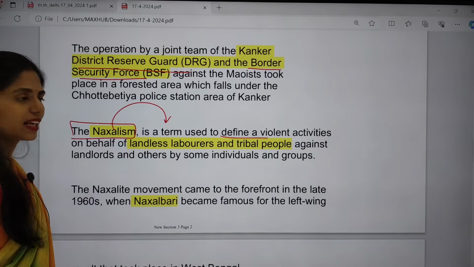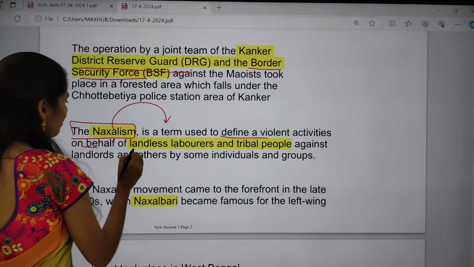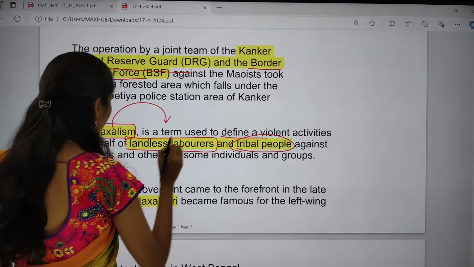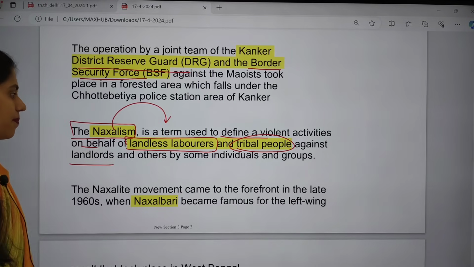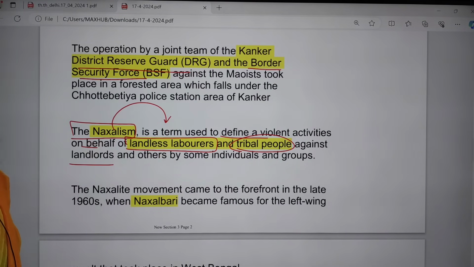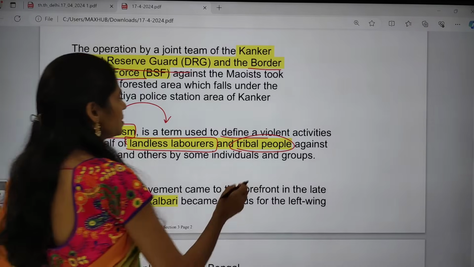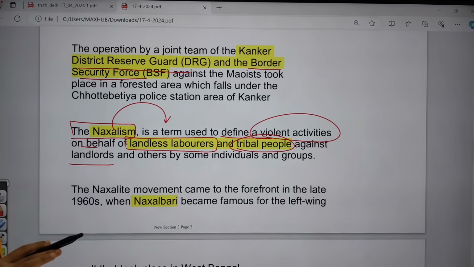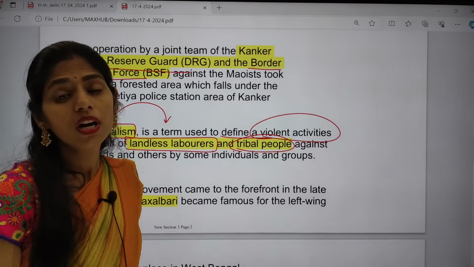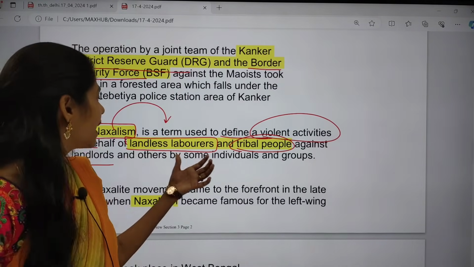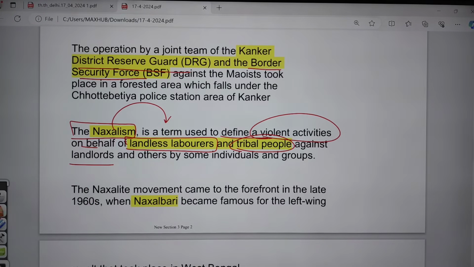The word Naxalism is used to define violent activities on behalf of landless laborers and tribal people against landlords and others by some individuals and groups. This is the basic understanding of Naxalism: violent activities against landlords or other individuals or groups, on behalf of tribal people as well as landless laborers.